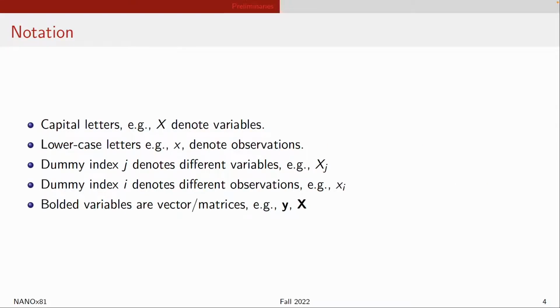So a bit of notation. I'm going to use capital letters to denote variables. I'm going to use lowercase letters to denote actual observations, in other words, what's in the data. I'm going to use the dummy index j to denote different variables, okay, corresponding to different features. I'm going to use the dummy index i to denote different observations, okay, so, for example, if I do multiple measurements, each of those measurements will be indexed by i. And I'm going to use bolded variables to represent things like vectors and matrices, okay?